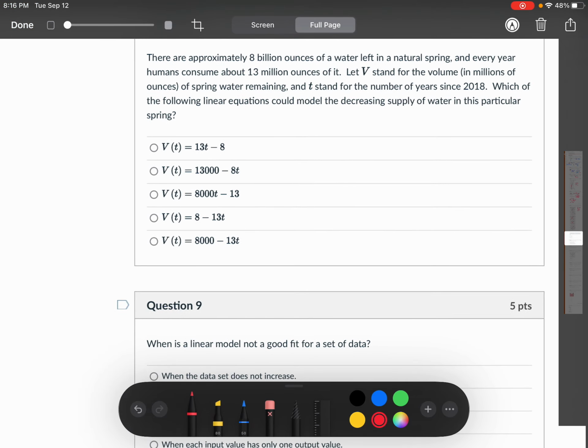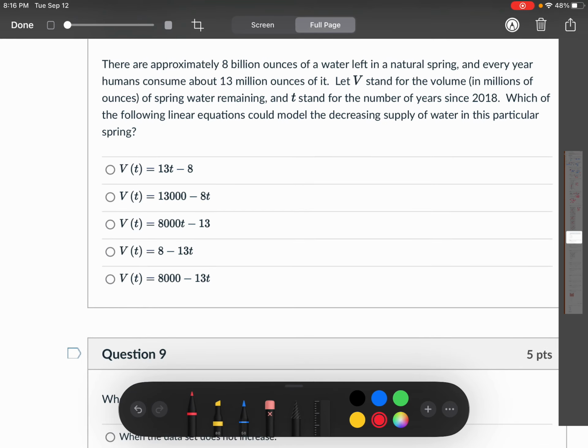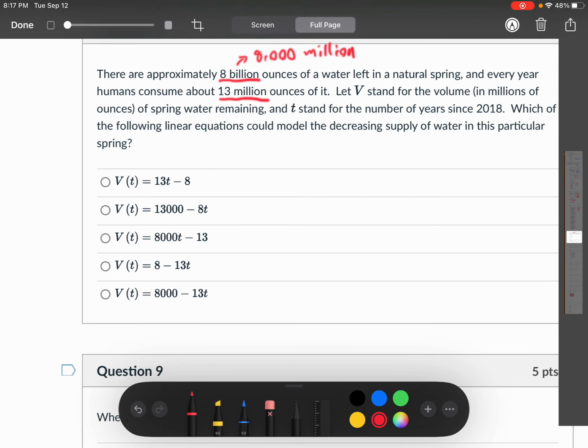Moving on. I don't really know how many people got messed up at this one, but notice that it talks about a natural spring that has a total volume of 8 billion ounces of water. And I think what was confusing is that they give you this in billions, and humans consume 13 million ounces. All right, so what you have to know is that 8 billion is 8,000 million. So you're going to have to convert that. If we start with 8 billion, I think the answer is going to be that one.